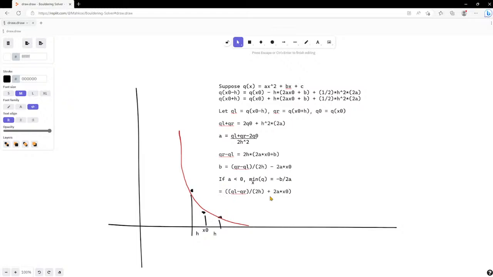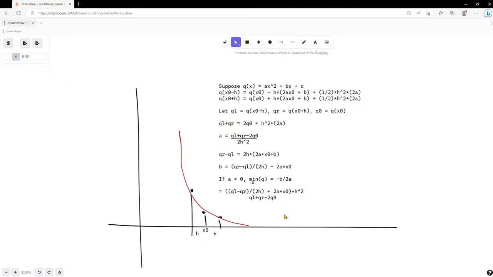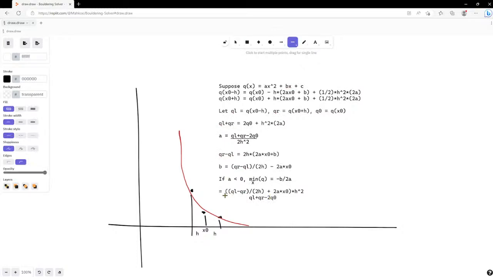This gets multiplied by an h squared, and then in the denominator we have ql plus qr minus 2q naught. It's probably a slick way to do the algebra on this, but you know.